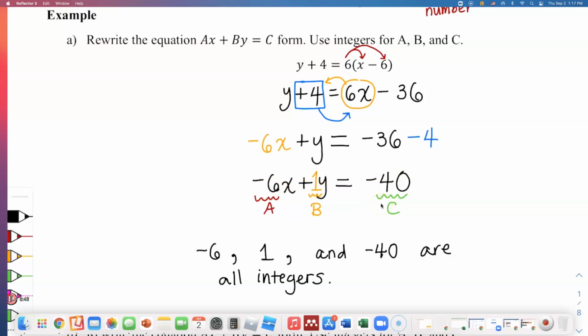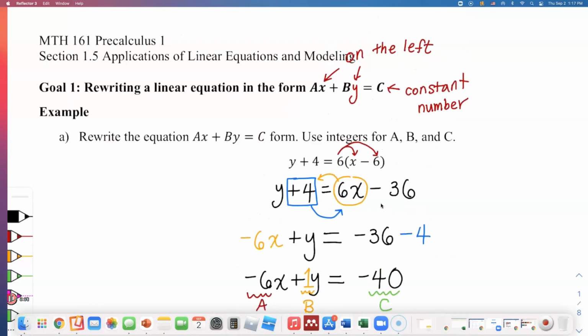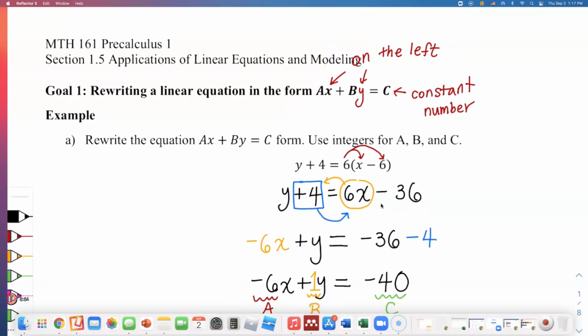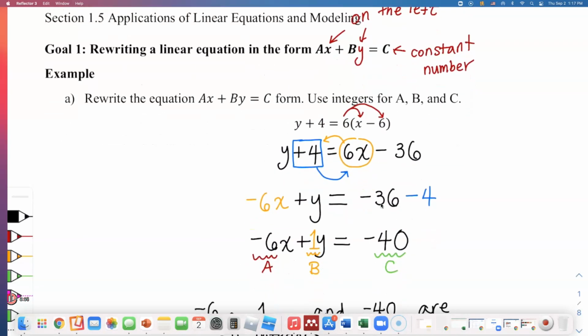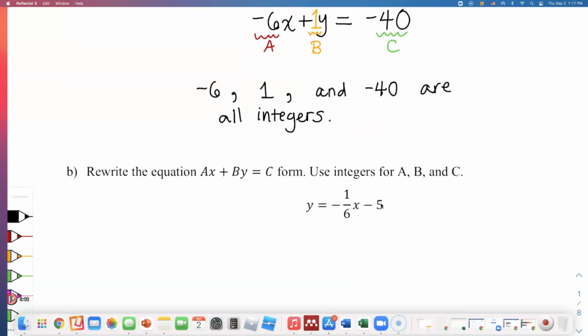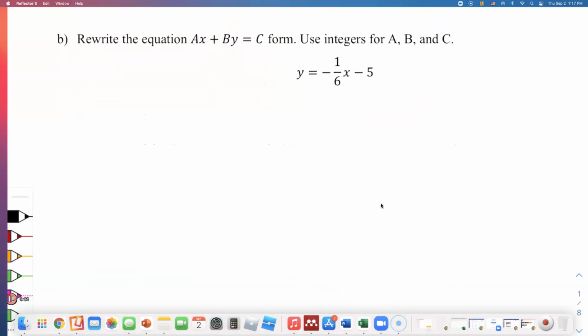But I believe the second example that I'm about to show you is gonna come with a fraction, so we have to do something about that fraction. We're not allowed to have fractions when we're writing the equation in Ax plus By equals C form, the standard form. We're just gonna keep all the numbers as integers. All right, let's take a look at the second one.